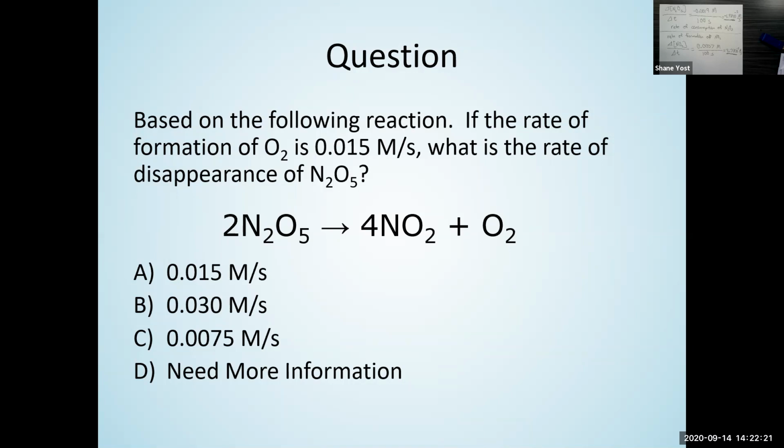B here. If we look at this balanced chemical reaction, based off the stoichiometric coefficients, the rate of disappearance of N2O5 should be twice as fast as the rate of formation of O2. So the rate of formation of O2 times 2 gives me the rate of disappearance of N2O5, which gives me B, 0.03 moles per second.